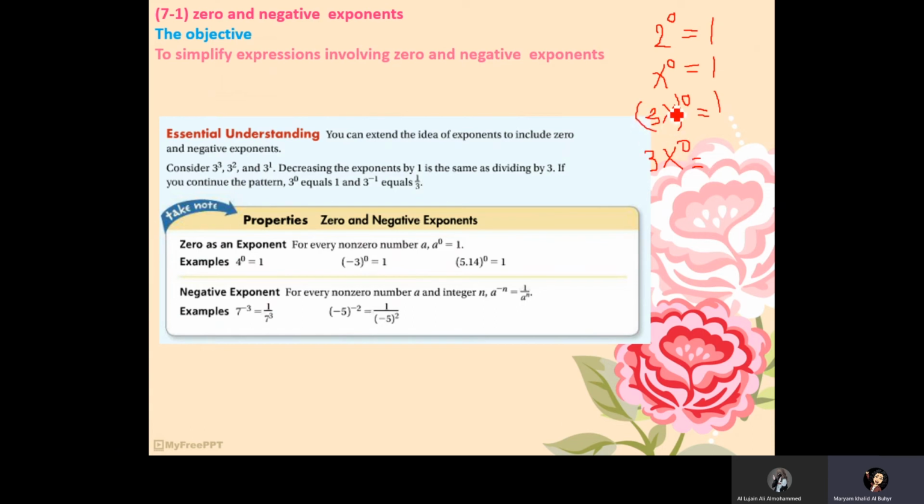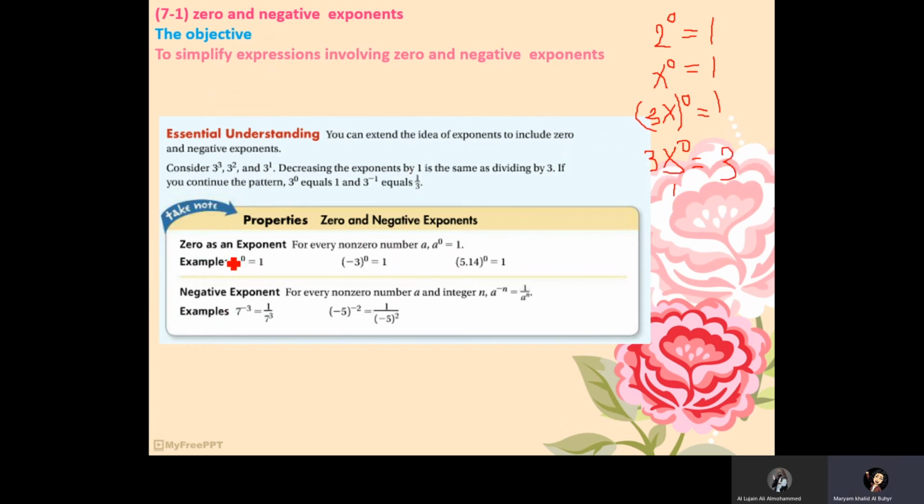Why? Because here there is a parenthesis, that means the 0 is for all of them, so that's why they are 1. While this one is different, I will give you more details in the coming slides. So that will be 1. 1 times 3, it's 3. So this is the idea.